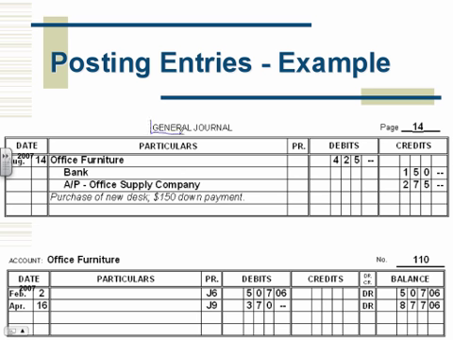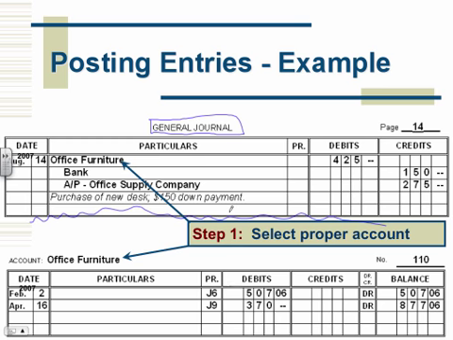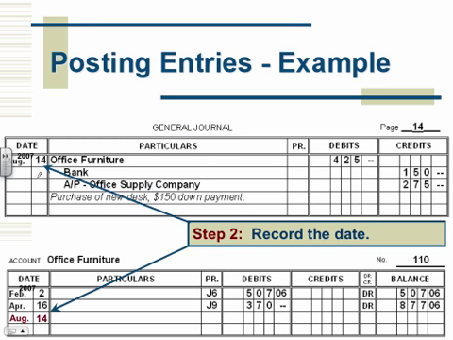So remember, here is a partial journal paper. It's been cut off right here, so this is just a sample. And there's a transaction here where we bought some office furniture, we paid some cash, and the rest is on account. So we need to transfer this to the ledger. So first of all, we're going to find the proper account, step 1. So we find this ledger account. We're going to record the date. The date of this transaction was August 14th. So we're going to find the next new line and put August 14th there.